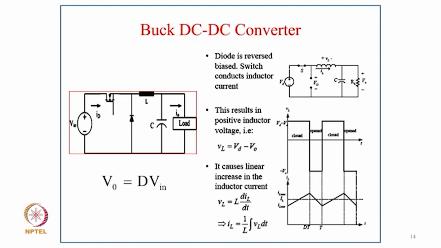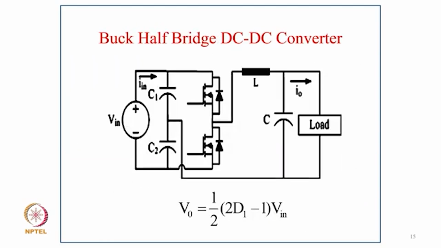If you look at the right side, first we keep the switch on. In continuous conduction mode, there are two modes. The first one is when the switch conducts, as you can see in the circuit. The diode becomes reverse biased and the switch conducts, and the inductor current increases. This results in a positive inductor voltage VL equal to VD minus VO, as you can see in the waveform also, and it causes a linear increase in the inductor current, VL equal to L di/dt. So you can say IL becomes 1 upon L times the integral of VL dt.